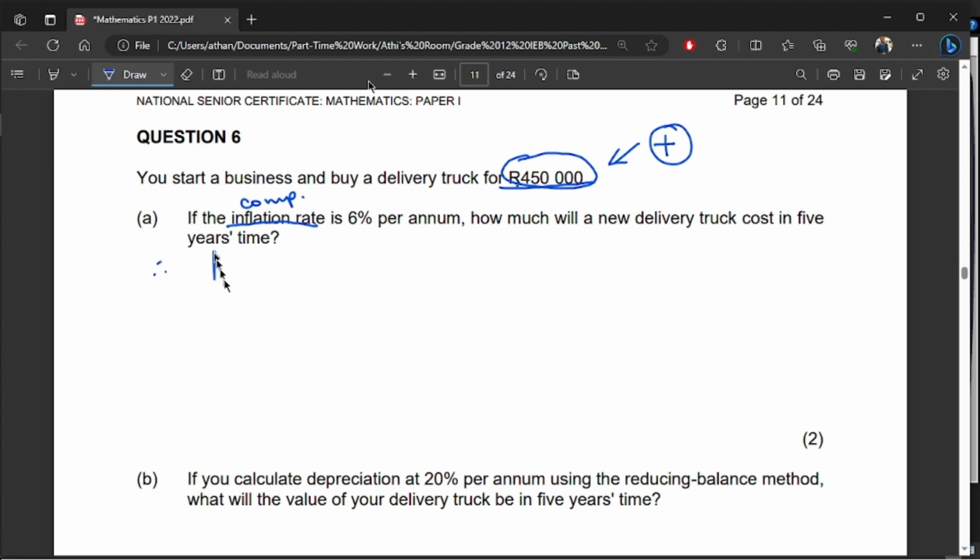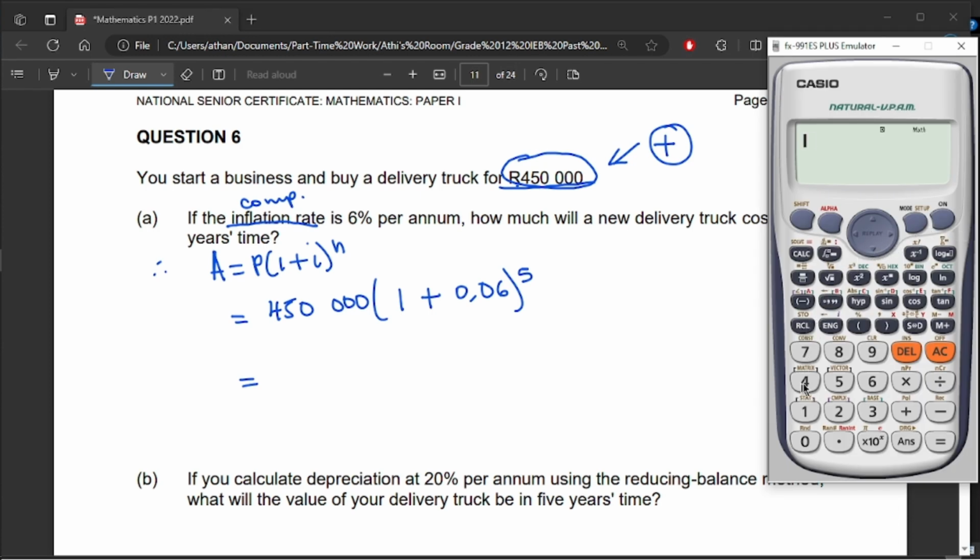Now I'm gonna go straight to the formula of compound interest. It is A = P(1 + i)^n. And then how much will this truck cost in 5 years' time? That means currently it is 450,000 multiplied by (1 + 6%), and 6% will be 0.06. Yes, 0.06. This is 6%, so I put 0.06 there, to the power of 5, because how much will this truck be in 5 years' time?